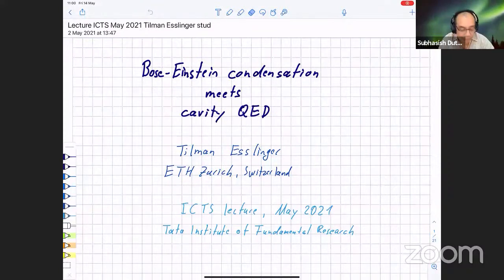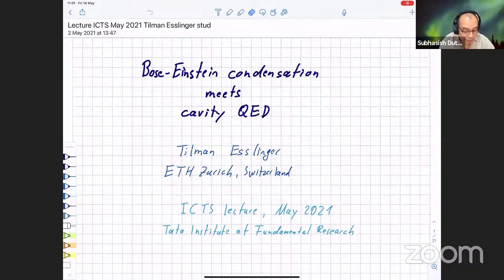Thank you, Bimalendu. It is a great pleasure for me to introduce Professor Tilman Esslinger from ETH Zurich. He belongs to the quantum optics group in ETH Zurich. Let me introduce him in chronological order. He got his PhD in physics from Ludwig Maximilian University of Munich. He was also associated with the Max Planck Institute of Quantum Optics, Garching, Germany.